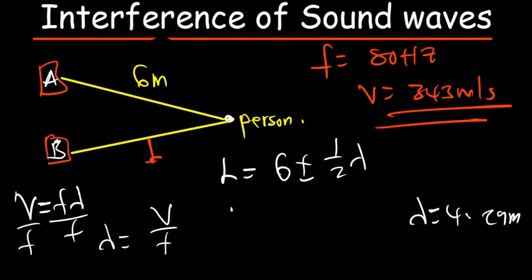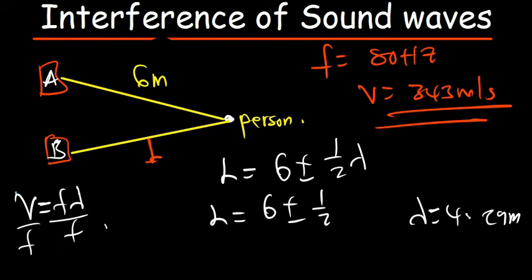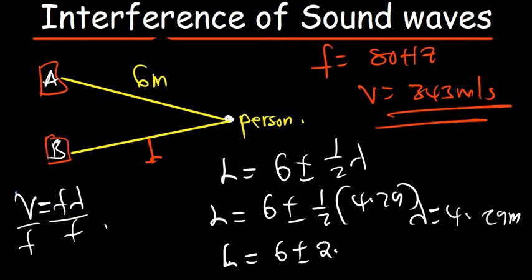Now that I have my lambda, what must be L for a destructive interference to occur? So L will be equal to 6 plus or minus half of 4.29, meaning L has to be 6 plus or minus 4.29 times 1 over 2, which is 0.5. That is 2.15.